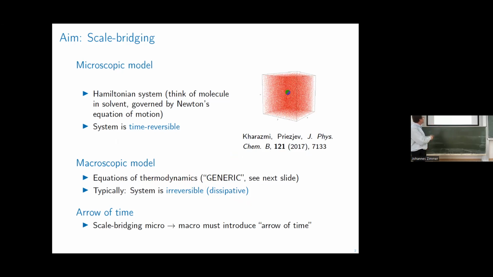Otherwise, it's a deterministic system, and then we would like to get a macroscopic description, so-called GENERIC. I'll explain it on the next slide. And typically what the system will show is it will show some effects of irreversibility. There will be dissipation, friction or something. Therefore, the system will be irreversible. So we would like to understand how this arrow of time appears when we go from the microscopic to the macroscopic model.